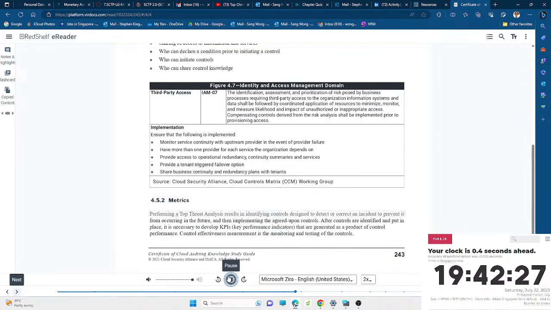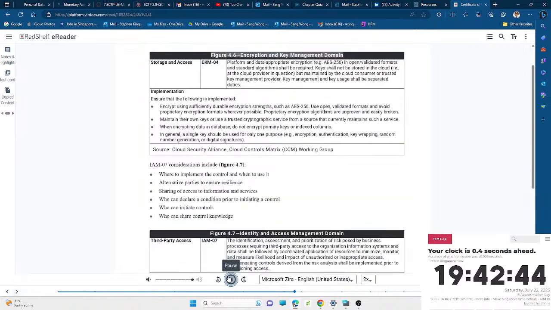4.5.2 Metrics. Performing a top threat analysis results in identifying controls designed to detect or correct an incident to prevent it from occurring in the future, and then implementing the agreed upon controls. After controls are identified and put in place, it is necessary to develop KPIs, key performance indicators, that are generated as a product of control performance. Control effectiveness measurement is the monitoring and testing of the controls.